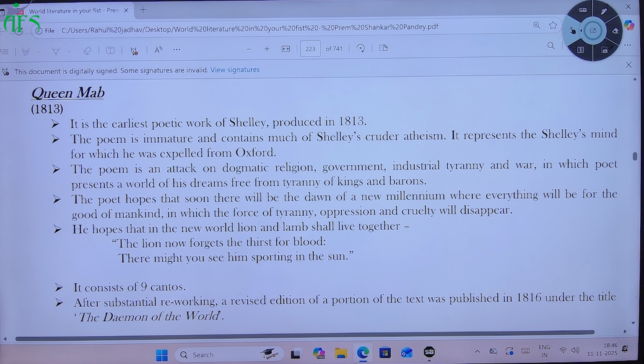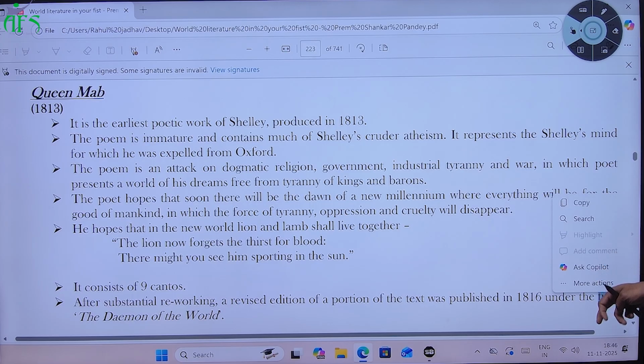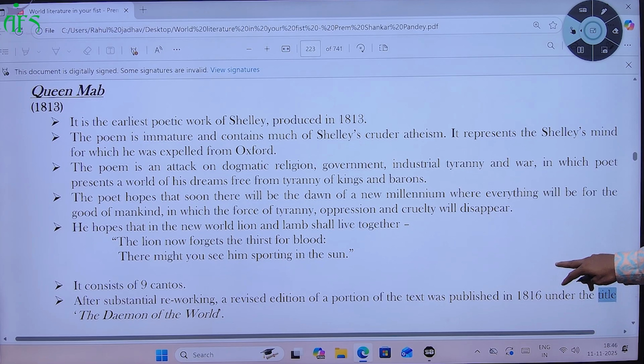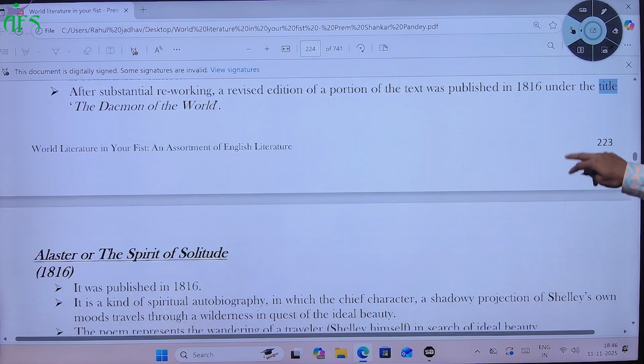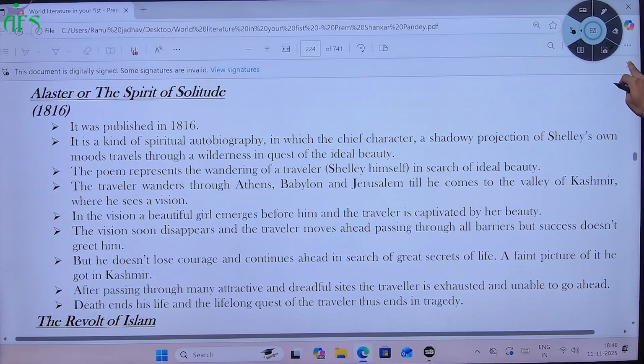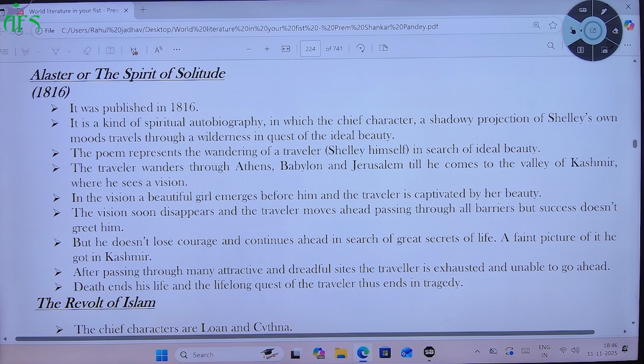So it consists of 9 cantos. After the substantial reworking, a revised edition of a portion of the text was published in 1816 under the title "The Demon of the World." Another masterpiece is Alastor, or the Spirit of Solitude. Alastor or the Spirit of Solitude was published in 1816.